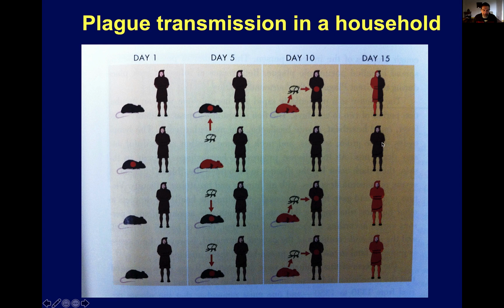We know this now, but the role of rats and fleas were really not appreciated as a cause of bubonic plague, even though large numbers of rats were observed to coincide with plague epidemics.